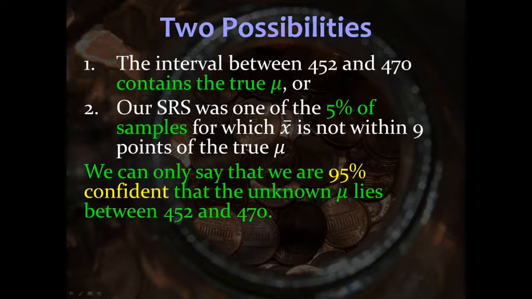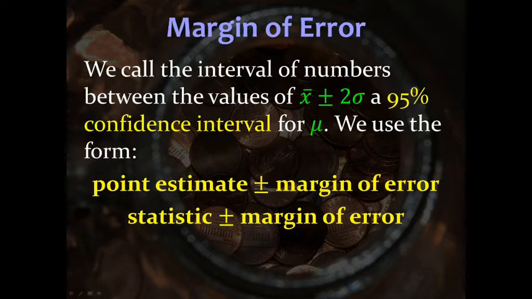Again, 452 to 470 is within 2 standard deviations of our x bar. And remember, if 95% of all x bars are within 2 standard deviations of mu, then likewise mu is going to be within 2 standard deviations of 95% of all x bars. So we call this interval of numbers between the values of x bar plus or minus 2 sigma a 95% confidence interval for mu. We're going to use this form for a confidence interval: a point estimate or statistic plus or minus the margin of error. In this case, the point estimate was x bar. Now remember, x bar is a sample mean, and a sample mean is a statistic.